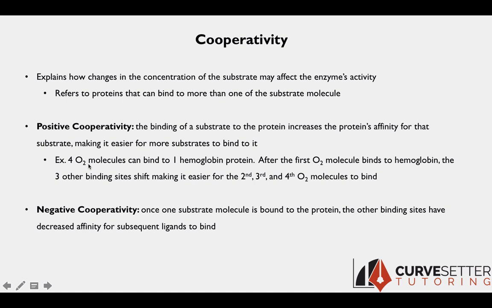And the hemoglobin protein exhibits positive cooperativity. After the first O2 molecule binds to one of the subunits of hemoglobin, the other 3 binding sites shift their conformation slightly, making it easier for the second, third, and fourth oxygen molecules to bind. Negative cooperativity is just the opposite of positive cooperativity. Once one substrate molecule is bound to the protein, the other binding sites undergo a slight conformation change, which results in decreased affinity for subsequent ligands.